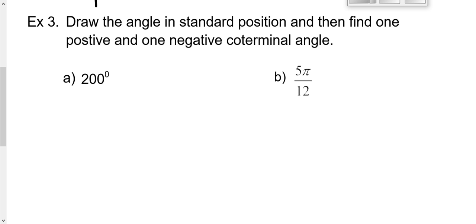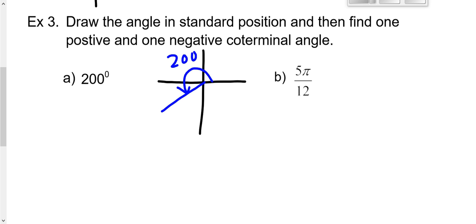Alright, so let's sketch this to make sense of that. So 90, 180, 200 is somewhere here. We don't need a protractor. Just to let you know, this is 200 degrees.